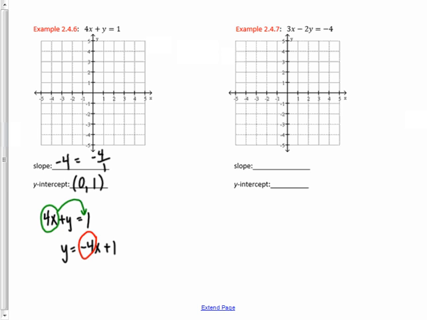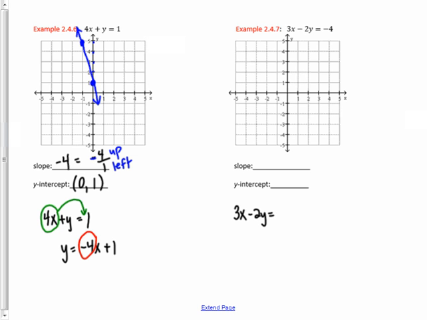So let's start at 0, 1. Again, I always go up the top number, so now I'm going up 4, and since it's negative, I'm going to go to the left 1. So go up 4 and over 1 to the left.